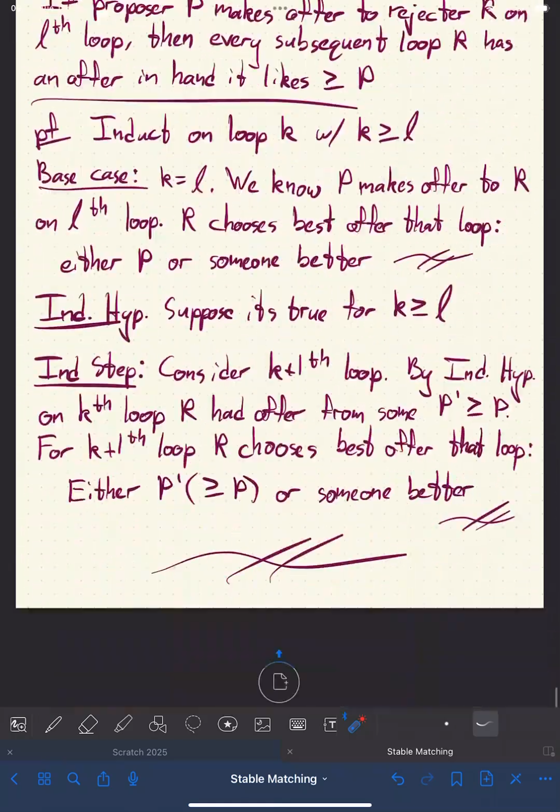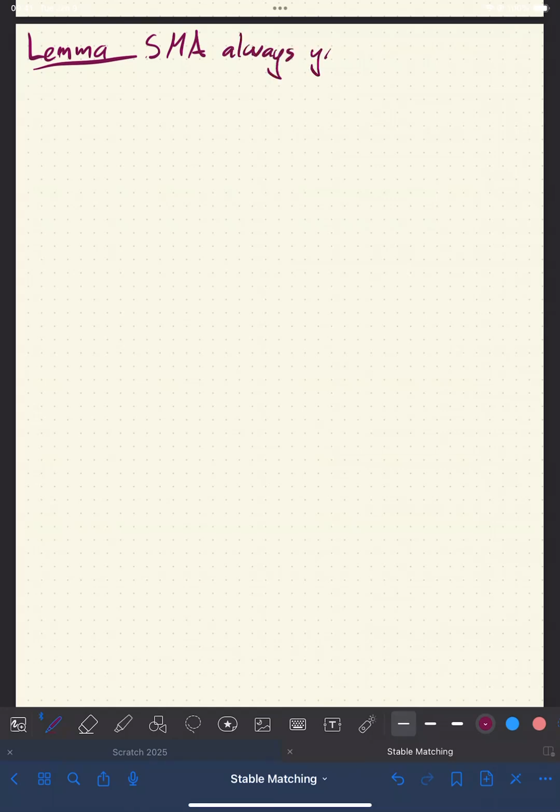So let's go on down here, open up a new page, and we could call this a theorem. We could call it a lemma. I'm going to call it a lemma because the real theorem that we want is that we get a stable matching. So right now we're going to say the lemma is that the stable matching algorithm always yields a matching.